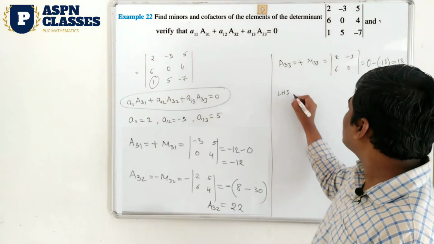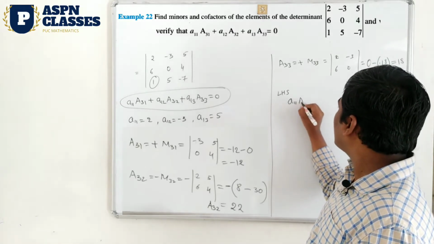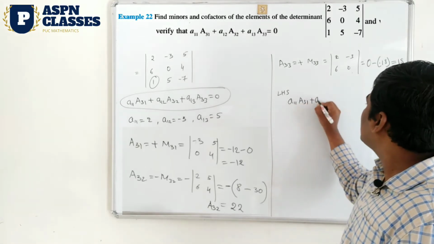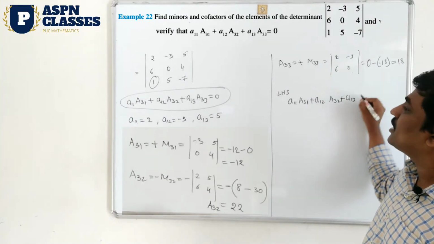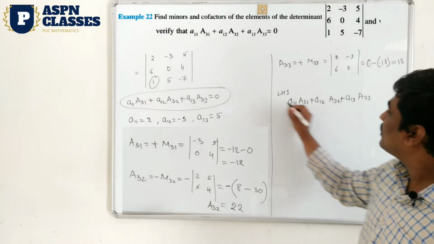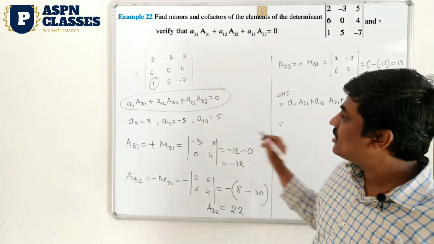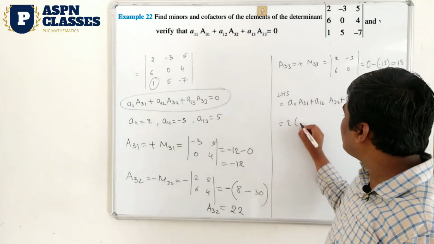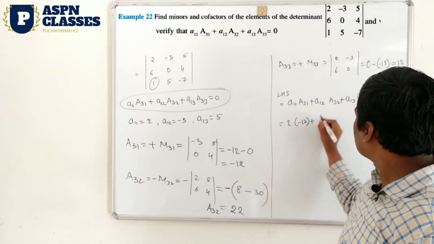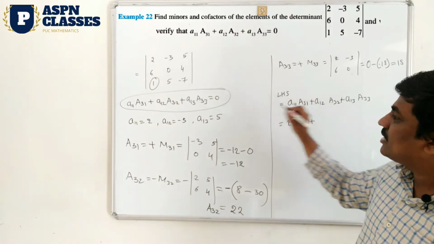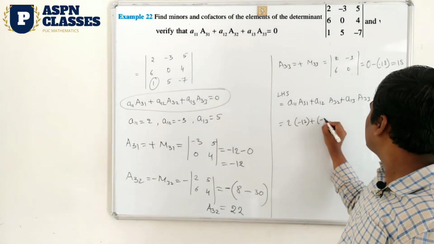So what is the LHS here? a11 A31 plus a12 A32 plus a13 A33. The a11 element is 2, and for A31 you get -12, plus the a12 element, which is already there, -3.